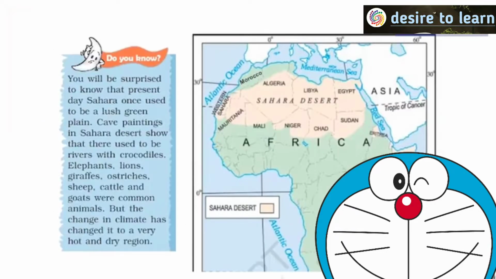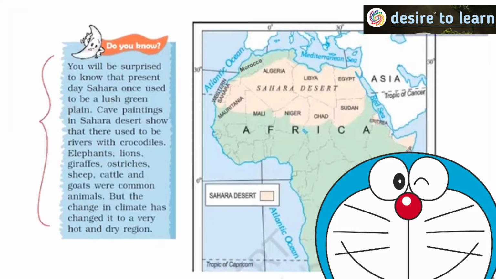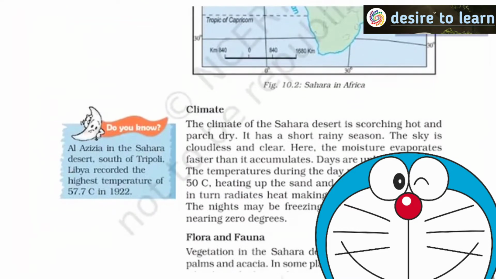Then, it is important for you to look at this, that there are cave paintings present where people have drawn elephants and other things, which indicates that this region was dominated with good forests. But over a period of time, the desert had spread in the entire region. Right? So it's important for us to look at this factual information. Al-Aziza in Sahara, south of Tripoli, recorded the highest temperature in this region.